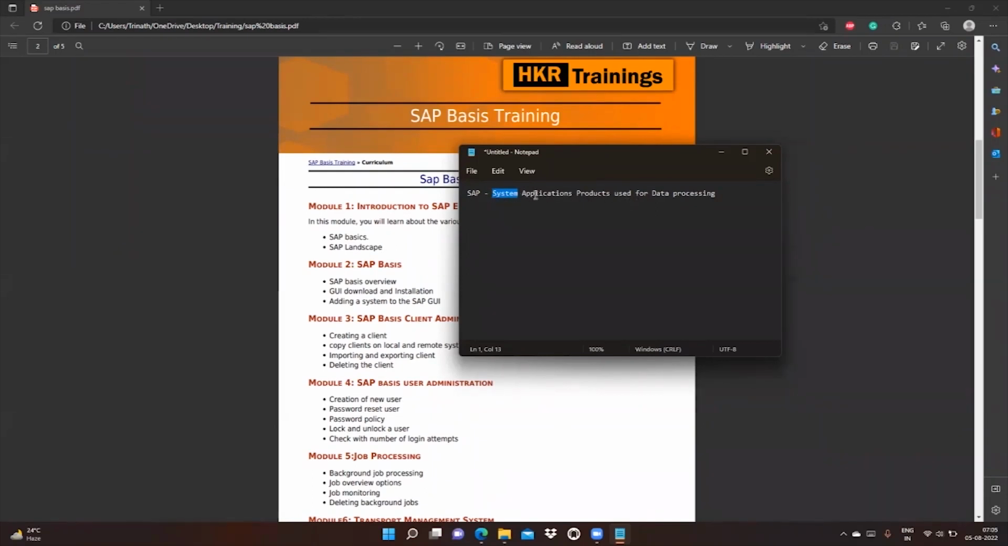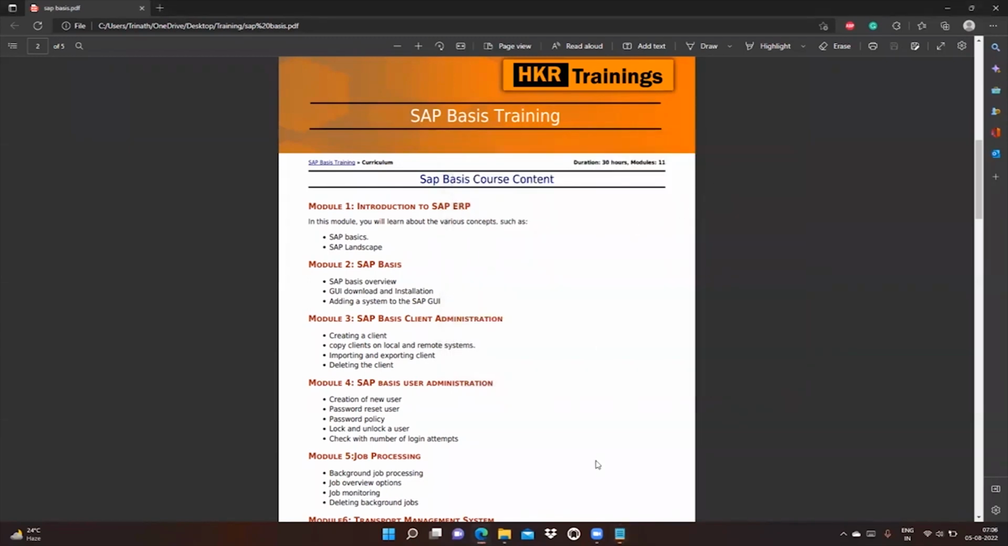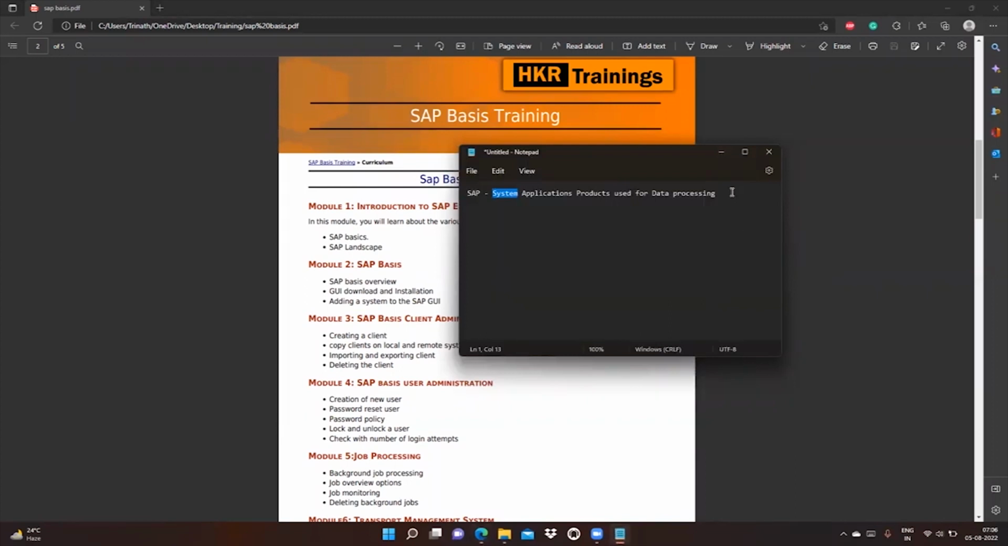S stands for systems, A stands for applications, and P stands for products, which are used for data processing in an ERP sector. ERP is nothing but enterprise resource planning. So any business requires an ERP software, and SAP is one such ERP software.